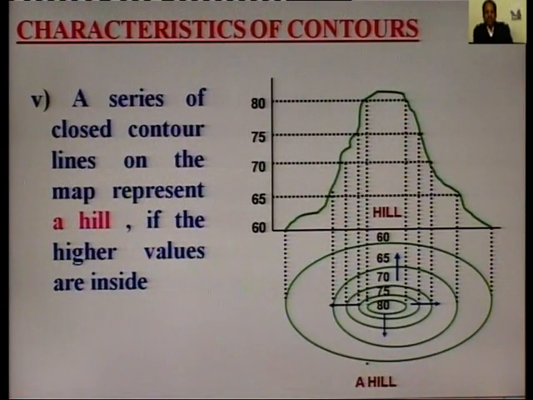Again, important characteristics: a series of closed contour lines on the map represent a hill. A hill will be indicated if the higher values are inside the loop. You see on your monitor screen, as it is indicated, we have got 18 meter contours in the center. Higher values are inside, so it is indicating the hill, and the lower values are outside. So such type of contours will represent a hill.